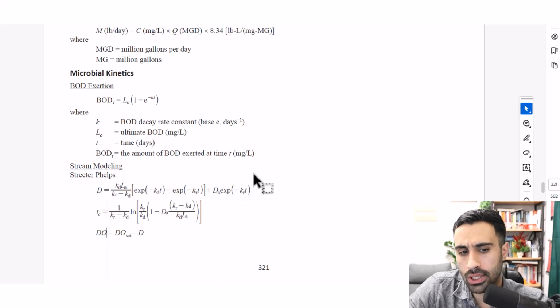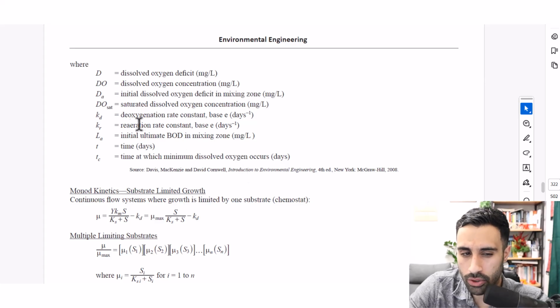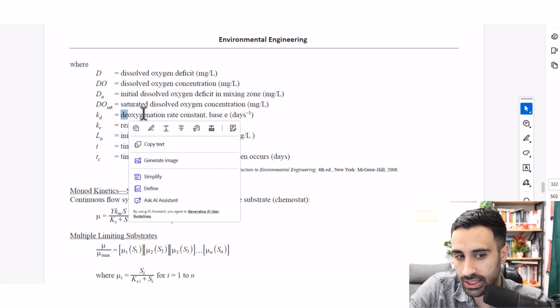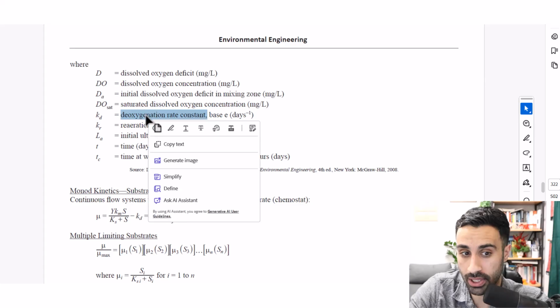Now, the main parameters that I want you to focus on is the deoxygenation rate constant and deoxygenation. This implies decomposition. Think of it as the oxygen used up by the bacteria, the oxygen used up by the microorganisms. So they consume oxygen and reduce the dissolved oxygen in the river. This is the rate.